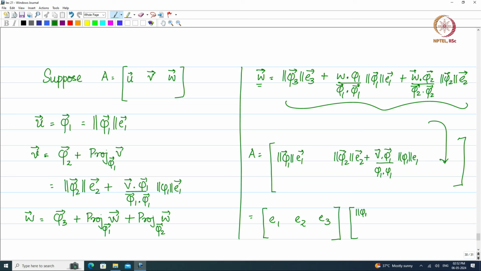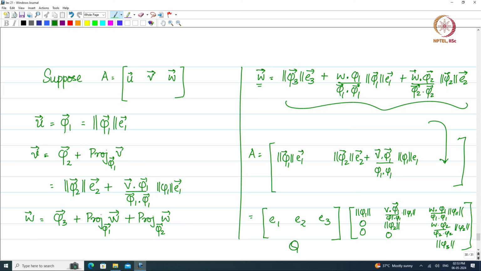So, this is basically the length of phi 1, 0, 0, then we have E 2 multiplied by the length of phi 2, and on top of it you have this multiplying E 1. So, this is nothing but V dot phi 1 divided by phi 1 dot phi 1 into this 0. Then what do we have here? We have the same thing here, W dot phi 1 divided by phi 1 dot phi 1 into phi 1, vector length W dot phi 2 divided by phi 2 dot phi 2 in the direction of phi 2, and then we have this.